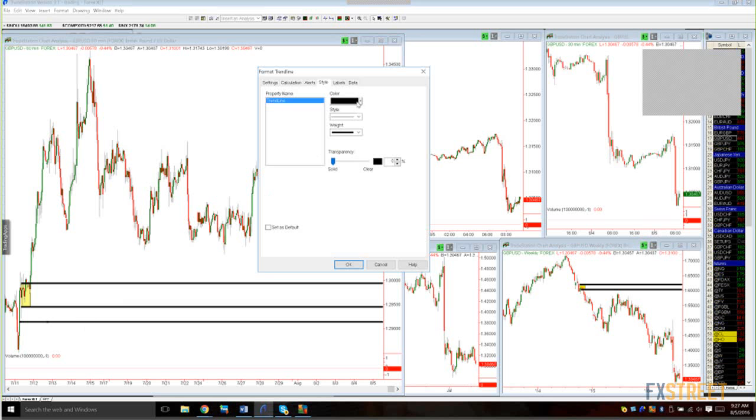Okay, I'll make this a red line. And then we have a nice big target above.